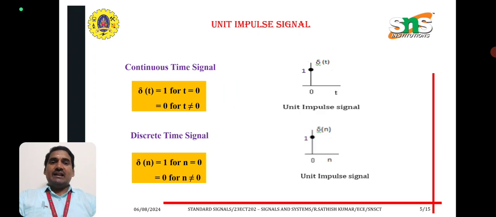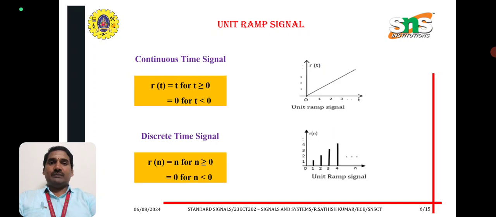Unit impulse signal: delta(t) is equal to 1 for t equal to 0, and 0 for t not equal to 0. The graphical representation can be given. In terms of discrete time signal, delta(n) is equal to 1 for n equal to 0, and 0 for n not equal to 0. In the graphical representation, the amplitude is 1 at n equal to 0, with respect to n and delta(n).